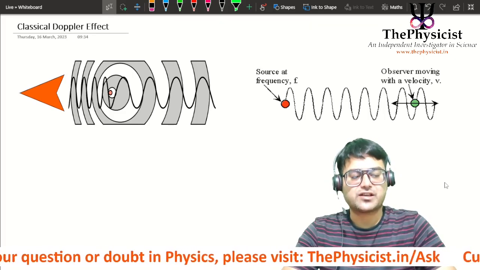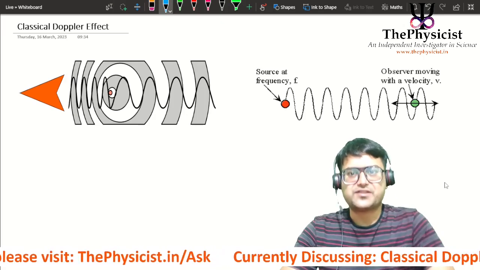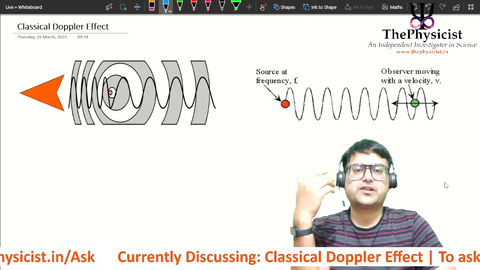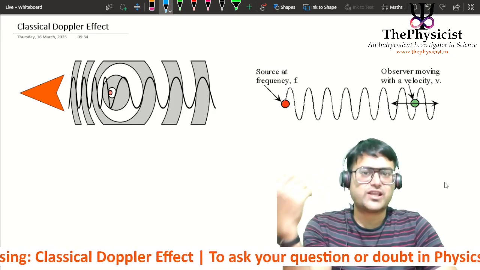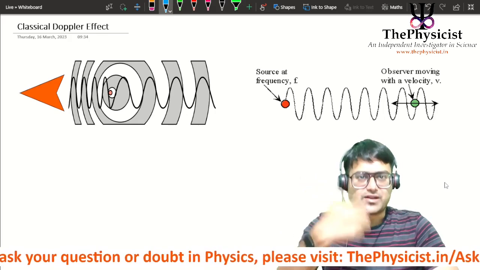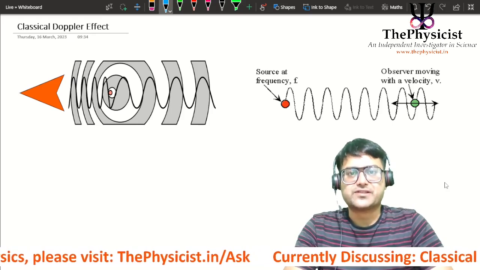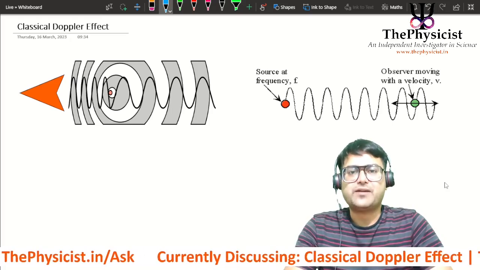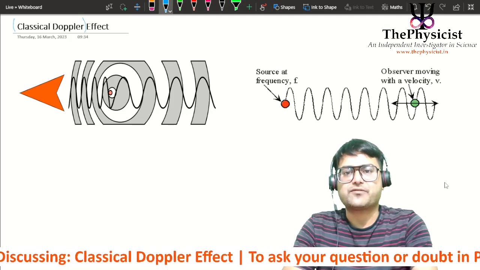This is going to be very intuitive, and the derivation is going to be mostly at the physical event level, and we will understand what really happens at the physical level. Why does the frequency change? You might have guessed that I'm noting this as the classical Doppler effect.